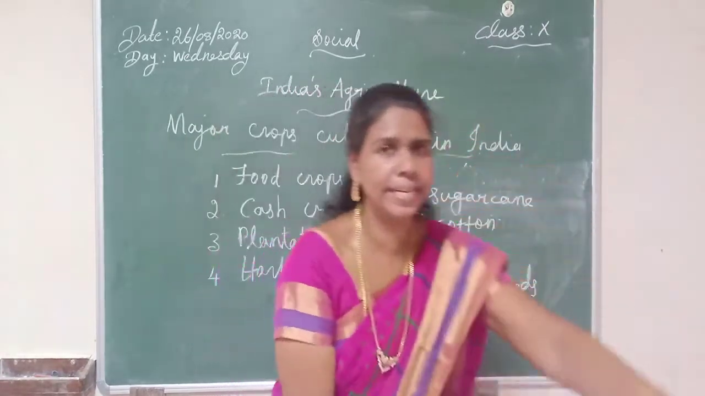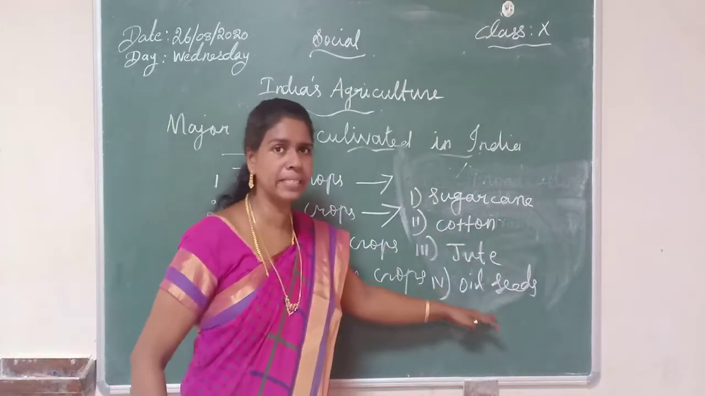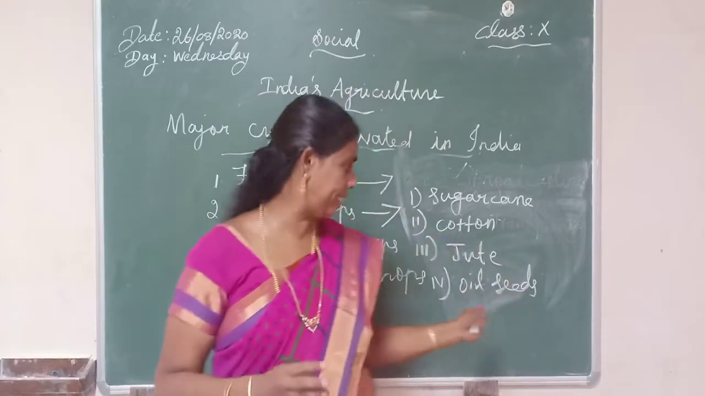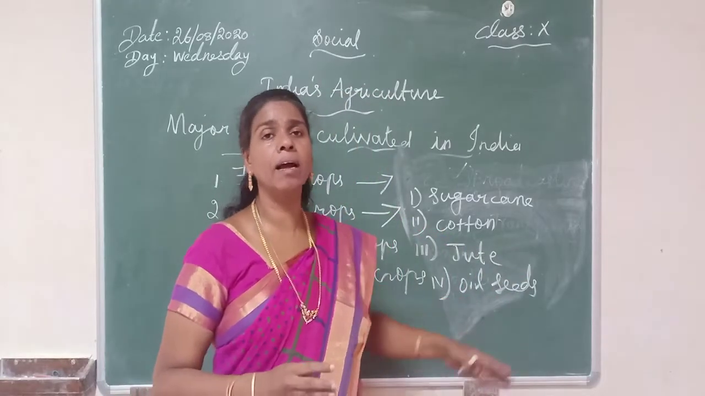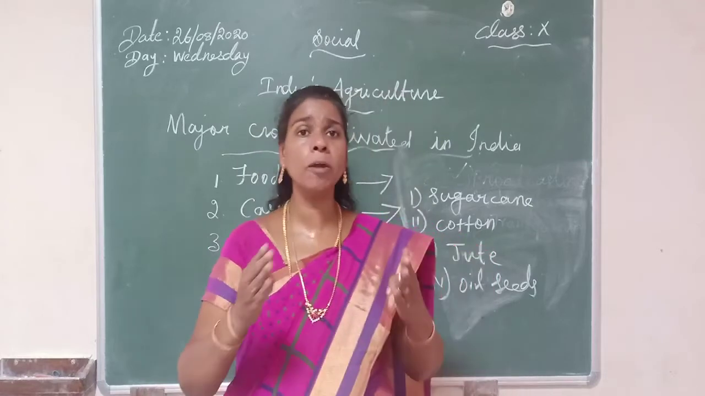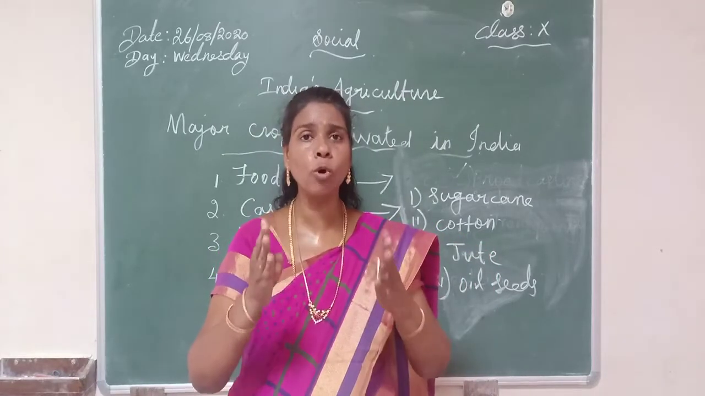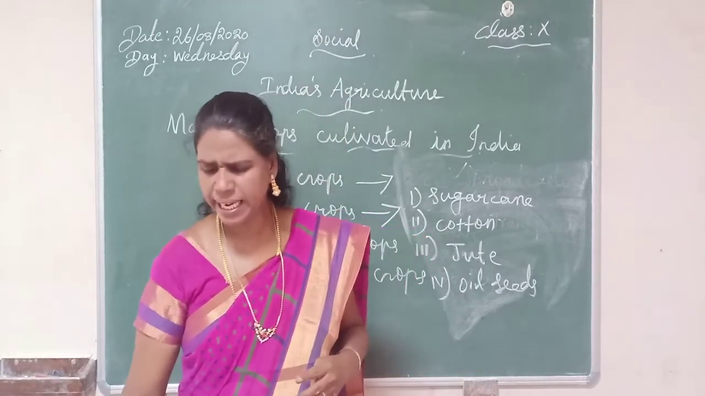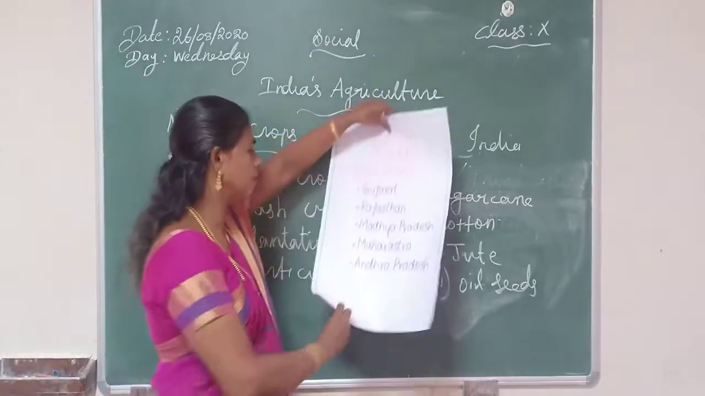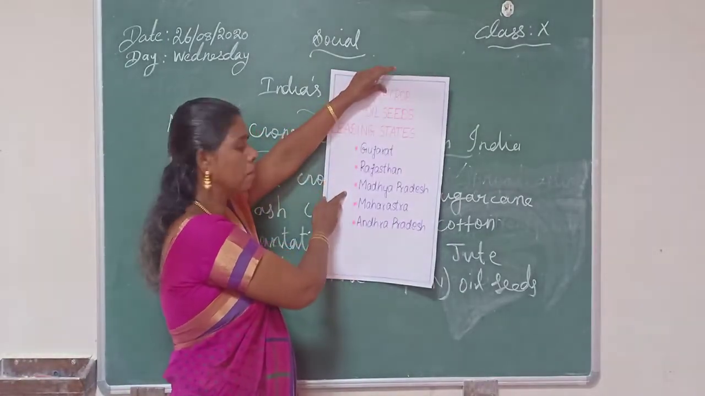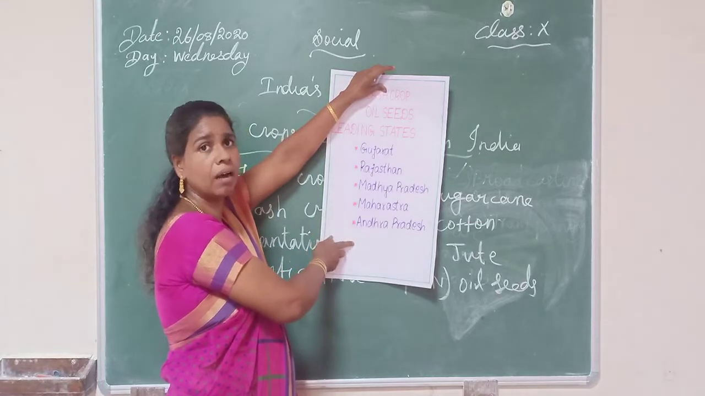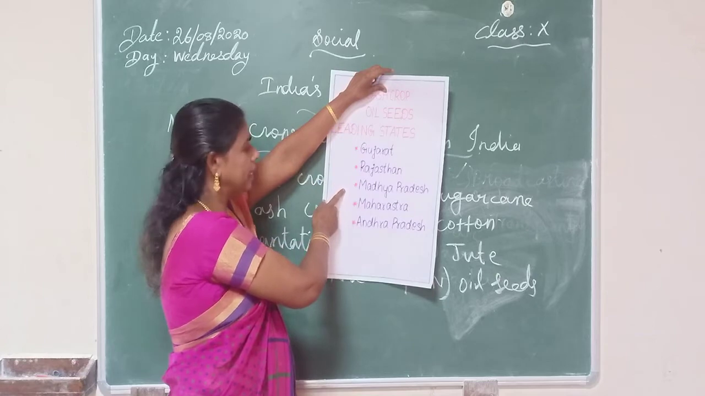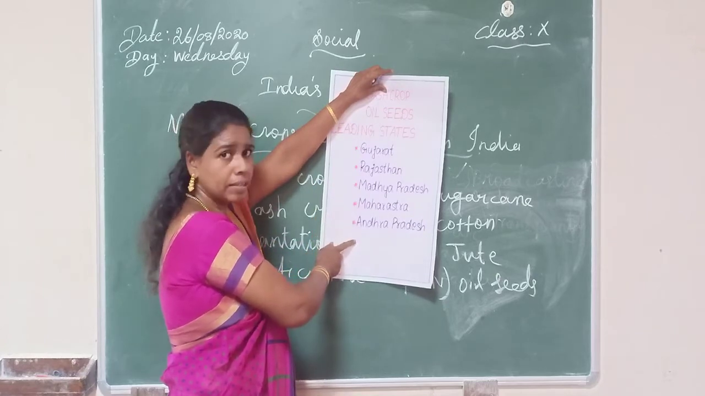Then the last one is oil seeds. It provides oils and oil cake. With the use of oil seeds, we are preparing medicine, soap, perfume, and some other things. Then the leading states are, listen here, Gujarat, Rajasthan, Madhya Pradesh, Maharashtra and Andhra Pradesh.